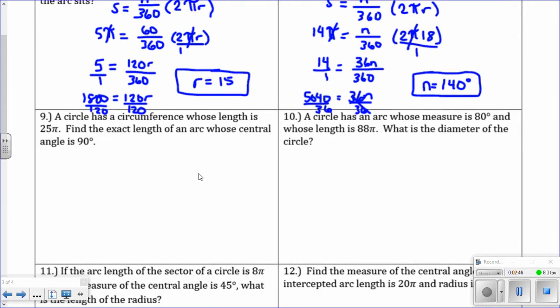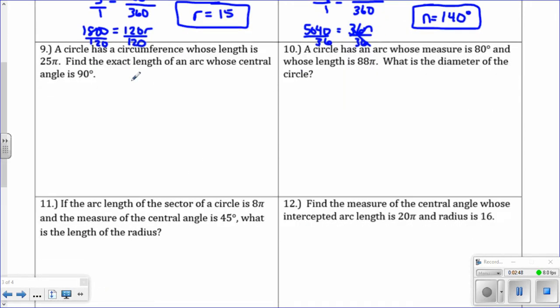Just one more different type of problem here, number 9. So a circle has a circumference whose length is 25 pi. Okay, so I'm just writing out the formula here. Find the exact length of an arc whose central angle is 90 degrees. So it says to find the arc length. Find the exact length of the arc.